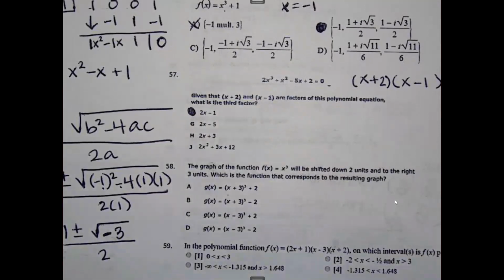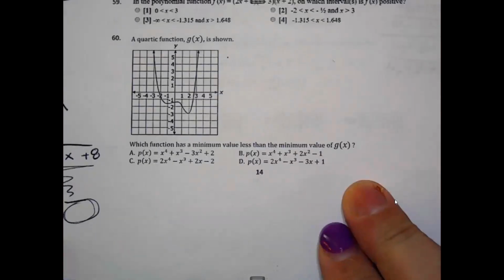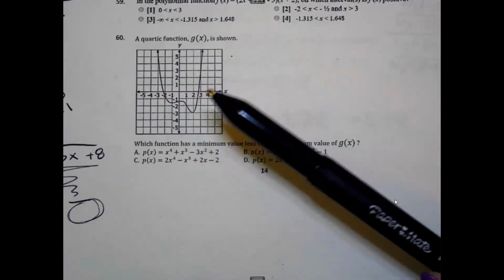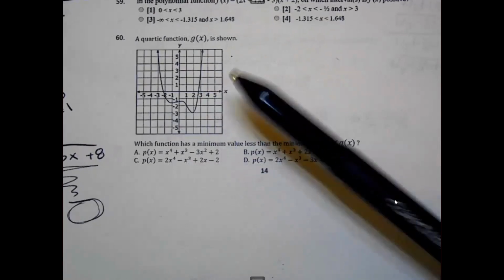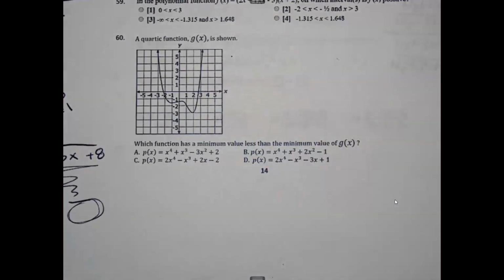All right, the next one is number 60. Number 60 is kind of a vocabulary question almost. It says, which function has a minimum value less than the minimum value of g of x? So this is g of x. When it says minimum value, the way that it says it, is it talking about the x coordinate or is it talking about the y coordinate? It's talking about the y coordinate.